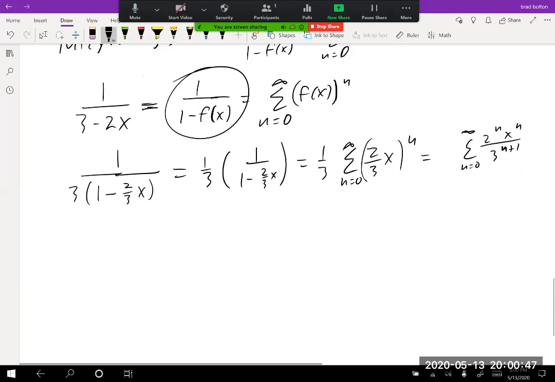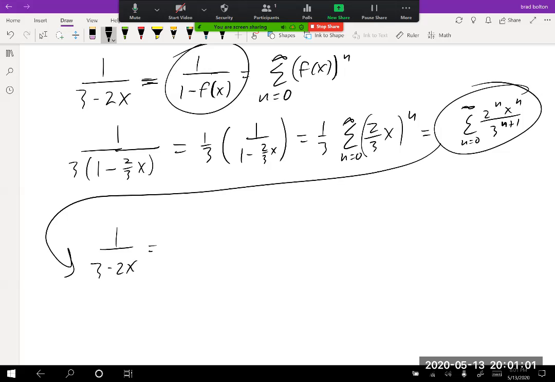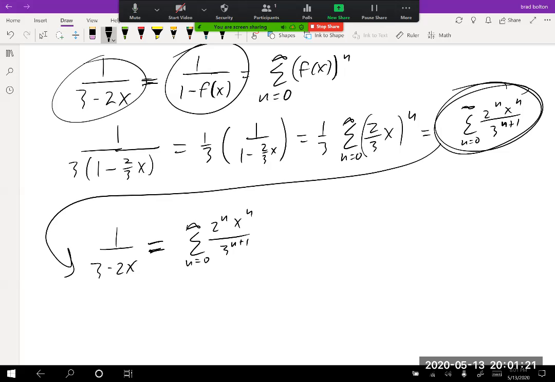So now we're here. So we have this. So let me bring this over here. I now have that 1 over 3 minus 2x is equal to this series, right? Because that's what I just showed. I have just shown that this is equal to this, right? These two are the same, right? So now I need to get to what they asked me for.